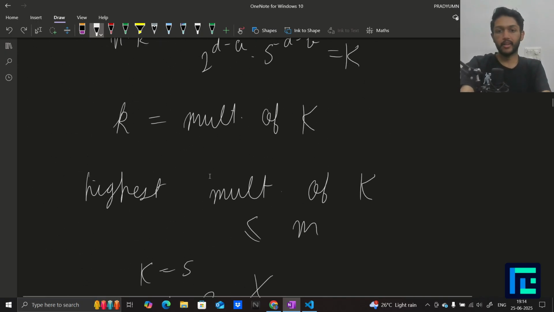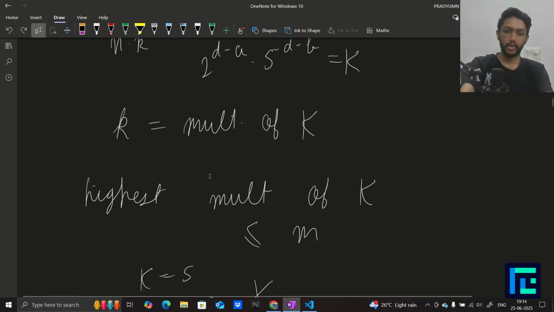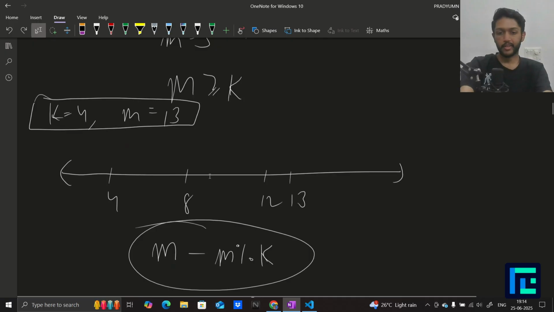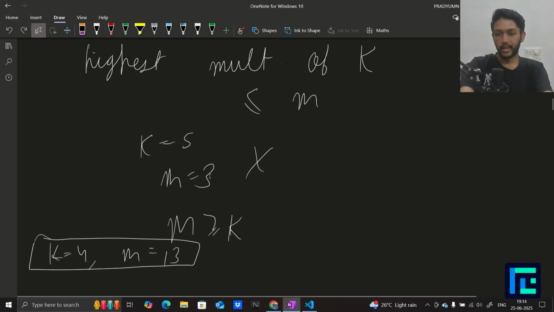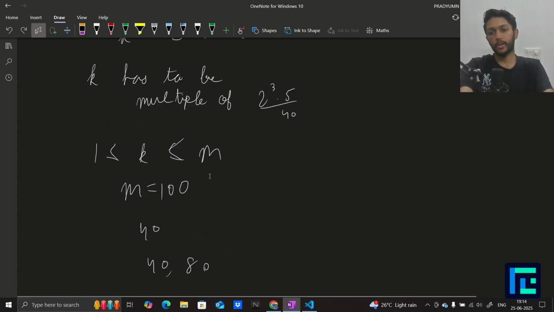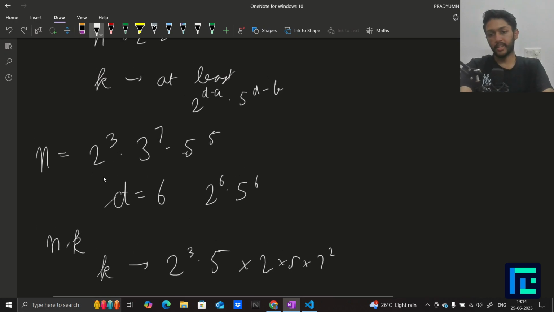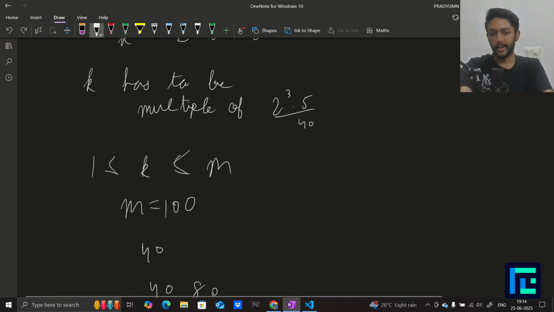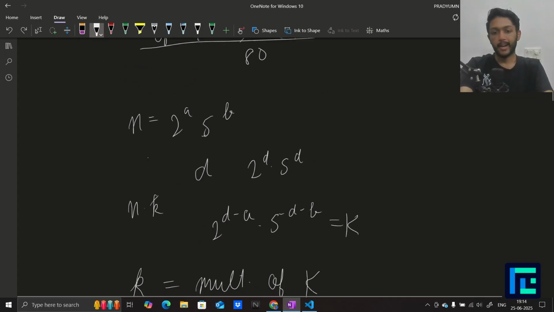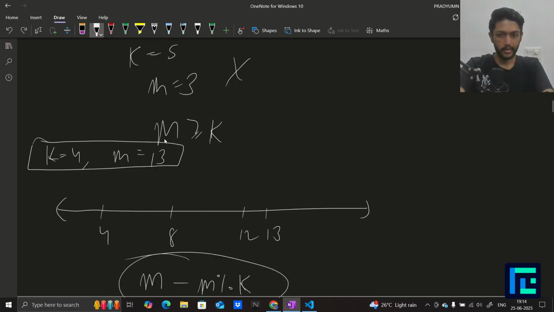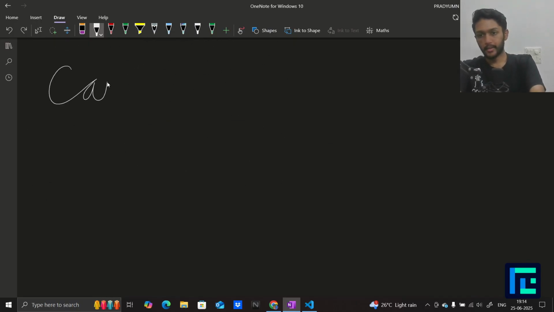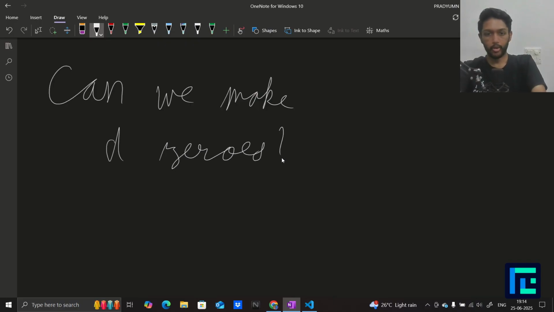So basically we now have the answer if we want at least d zeros. If we know how many zeros we want, then we can easily find out whether we can do it or not, and what is the highest number that we can achieve with at least d trailing zeros. So we found out whether we can make d zeros or not.